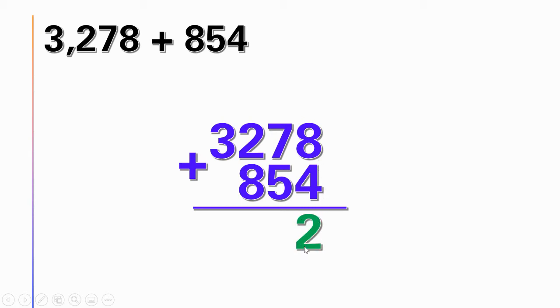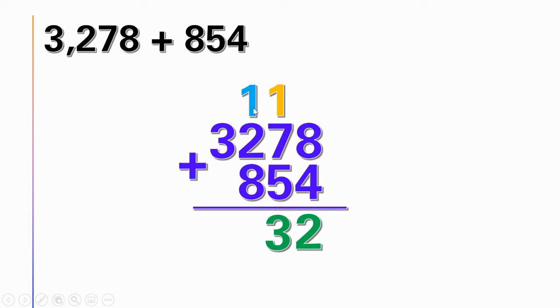We put the 2 in the ones place, and we carry the 1 to the tens place because 12 ones equals 1 ten and 2 ones. Now we can add the tens place. 1 ten plus 7 tens is 8 tens, and 8 tens plus 5 tens is 13 tens. So we put a 3 in the tens place and then a 1 in the hundreds place.